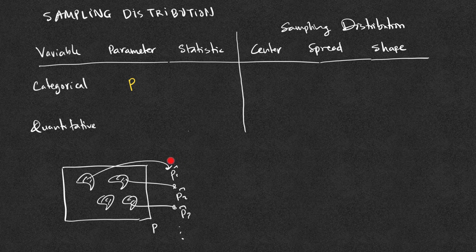We obtain these p hats, and the distribution of these p hats is called the sampling distribution of the sample proportion, which we call a statistic, and there are many p hats here. The distribution of this p hat has a center that is the same as the center of the population, so it is the same as p. P again is the population proportion, where p hat is the sample proportion.